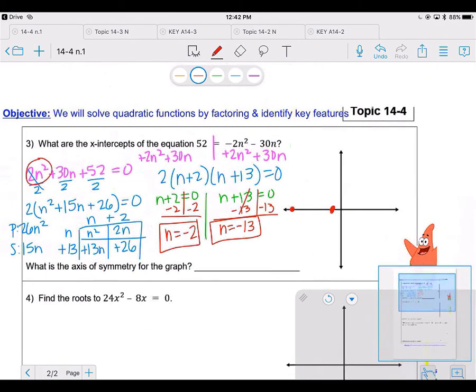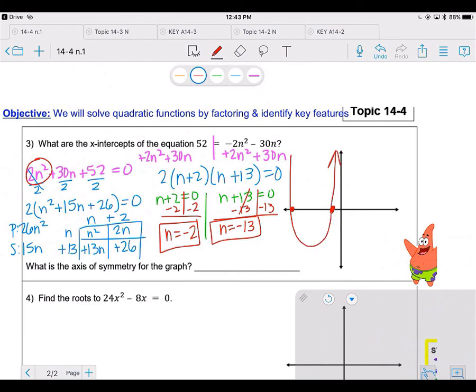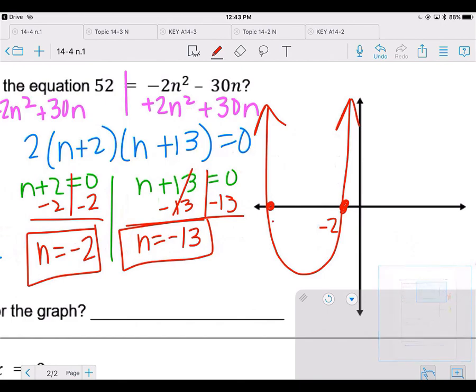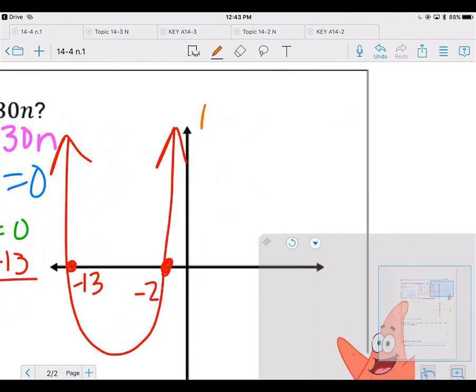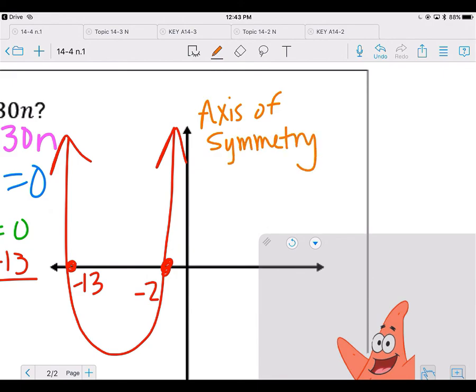My leading term is positive, so this is going to be a U-shaped graph. And then I am asked to find my axis of symmetry. Now, I didn't draw tick marks here because they are pretty far apart, so I'm going to show you another way to find your axis of symmetry. There's a formula on your formula chart that says axis of symmetry. I'm going to tell you exactly what it says. It says x equals negative b over 2a.